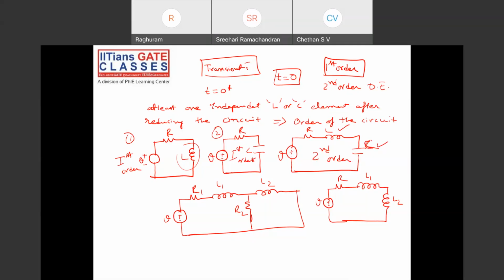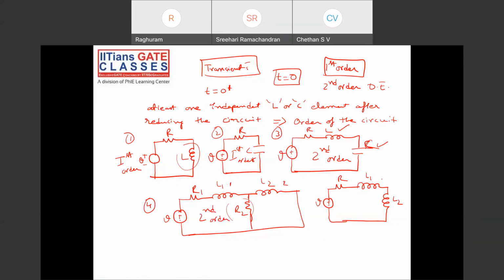Okay, tell me about this one, the fourth one. What is the order of the circuit? See, you have L1, L2, right? You can't combine L1 and L2 because there is a resistor R here. You can't combine these two. That is why you'll get one order here and the other order here. So this is a second order circuit.